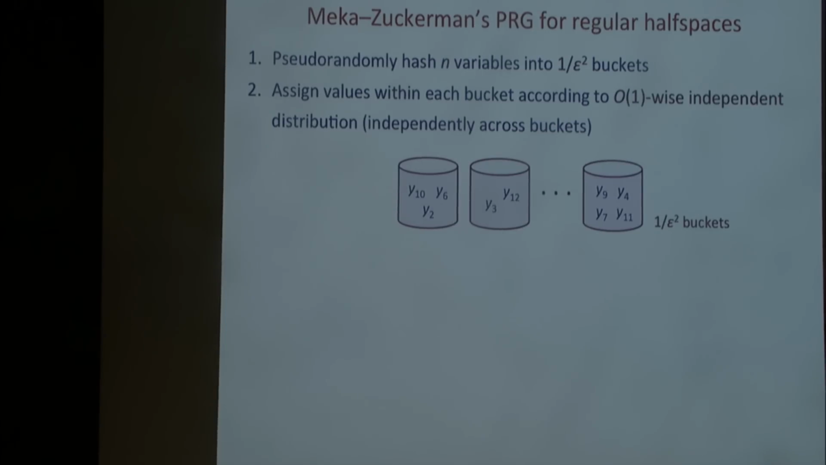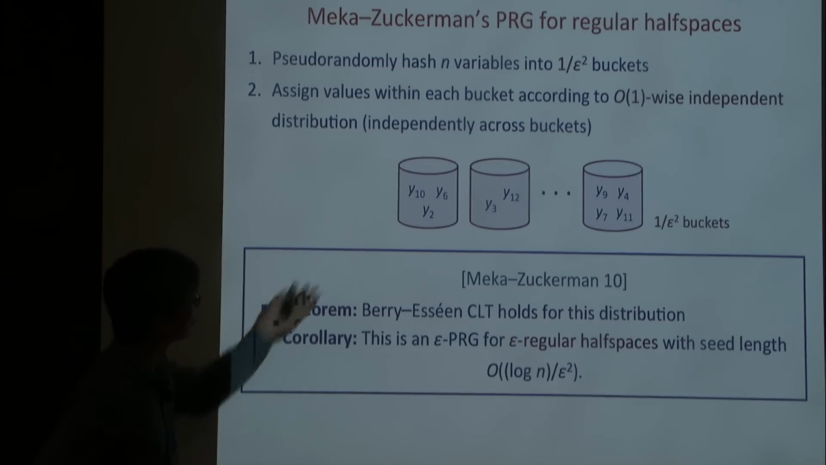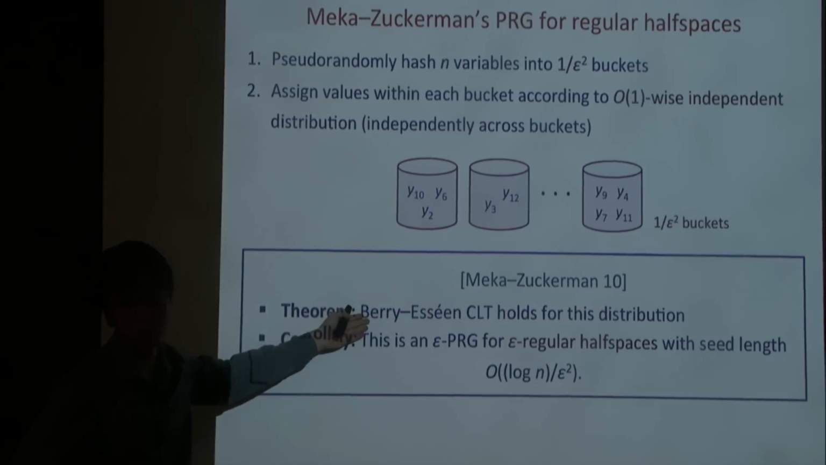So they're being very careful about the amount of randomness they use for the central limit theorem to go through. Indeed, they show that, given this very randomness-efficient way of assigning values to variables, this Berry-Esseen central limit theorem cannot tell the difference. If you fed a regular linear form this distribution, it still converges to a Gaussian.